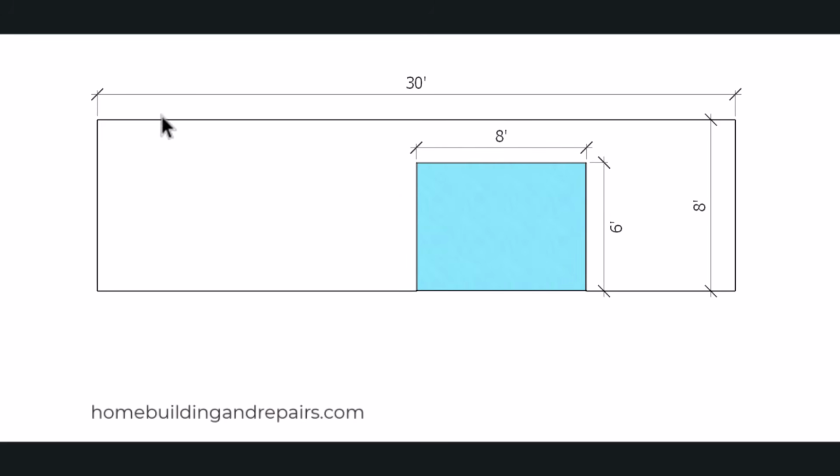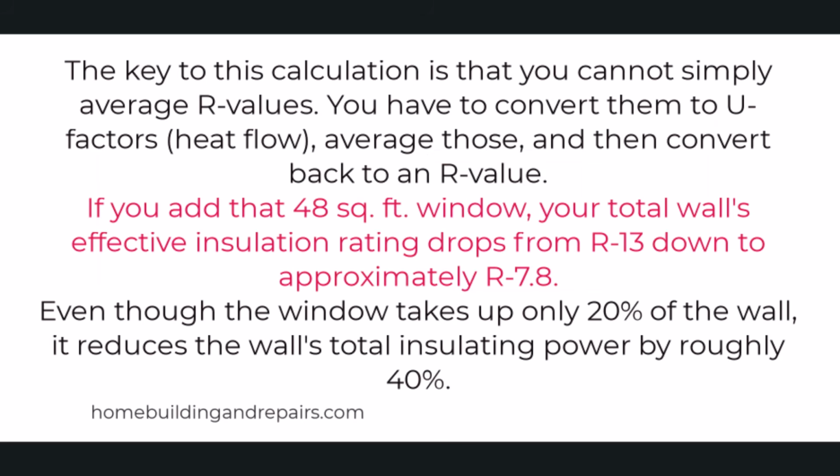I simply selected a 30-foot long wall that was going to be 8 foot tall and have a 6 foot tall window that is going to be 8 foot wide. And I would also like to point out that I'm using R13 insulation in the walls, and it would be your standard 2x4 framing, 16 inches on center.